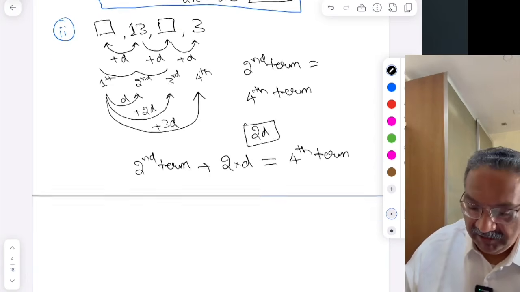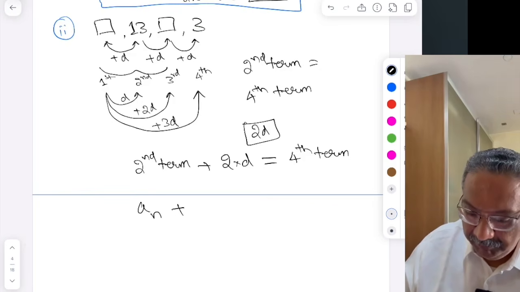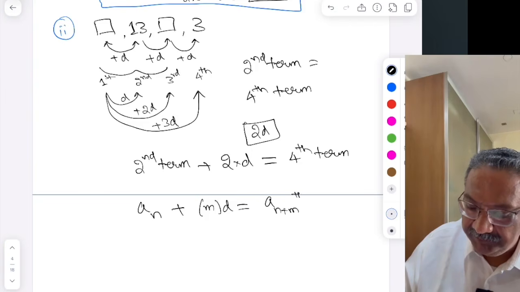If we generalize this, a n plus m into d will give me a n plus mth term.